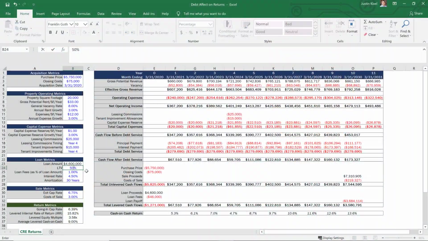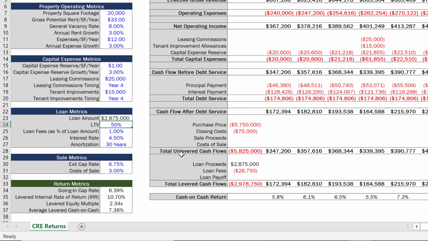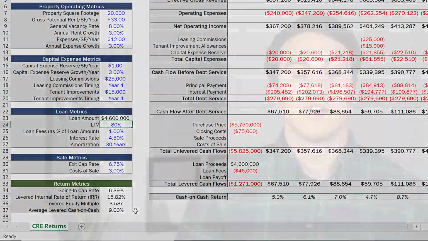So finally, last but not least, let's take a look at how this is going to change the cash on cash return in this deal. So if we set our LTV back to 50%, what we can see is that our cash on cash return is 7.36% on average throughout the entire 10-year investment. And if we bump that up to 80%, what we can see is that now that cash on cash return jumps over 150 basis points up to 9.0%. So as you can see, in most cases for profitable deals, adding additional leverage is going to increase your overall returns for these three main metrics.